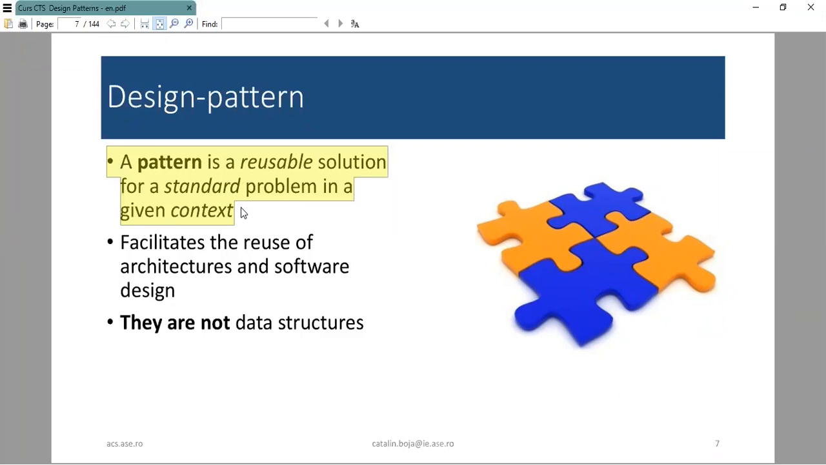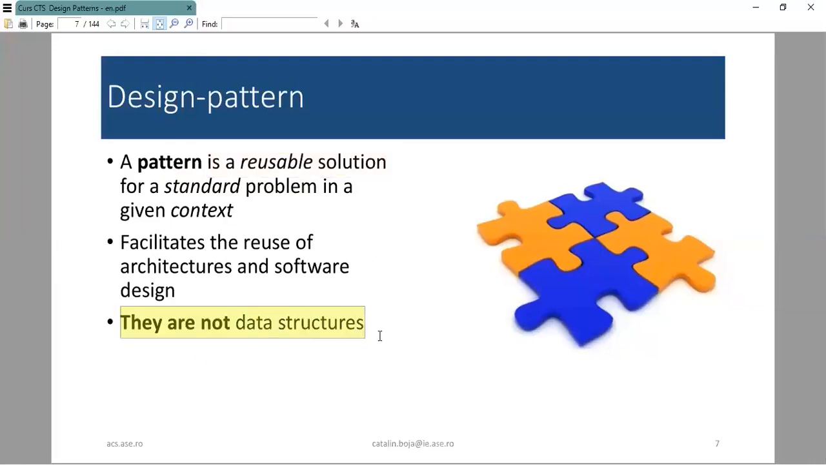So a pattern is a reusable solution for a standard problem, you see, which means that we can use it again and again and again for the same problem. And we need to be able to see the problem, because based on this knowledge, we are able to choose the solution for that problem. Otherwise, you can choose differently and things will not end with a success. You will actually create another issue.